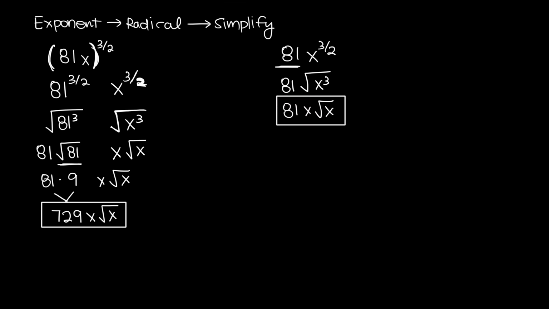So you could see the difference here. When you have the parentheses, 3/2 power gets applied to 81 and the x. When there is no parentheses, 3/2 power is only applied to the x. And that's it.